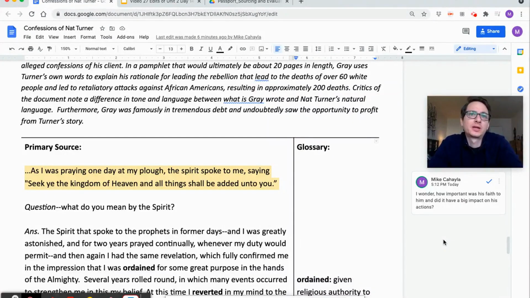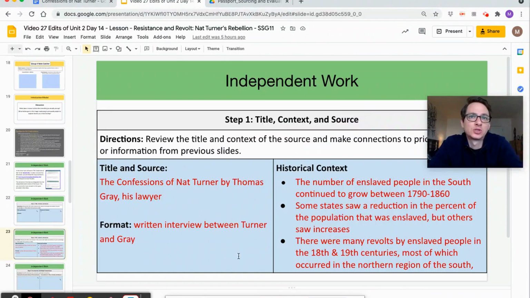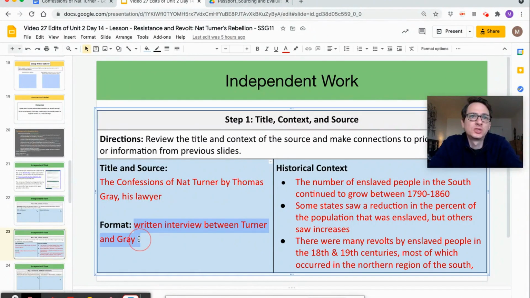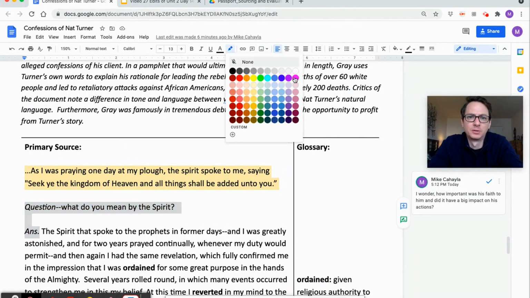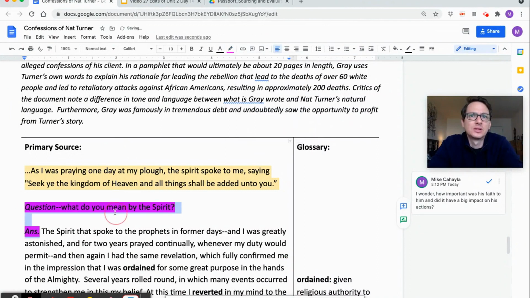I'm now going to model a connection that I made between what I'm reading and the sourcing and contextualizing work that I just did. You can see here in the format that I noted this was an interview between Turner and his lawyer. And I saw a connection to this when I noticed that this source is organized into a question and answer format. So I'm going to highlight that purple. And it appears that his answers may also be recorded by the same person asking the questions. And this may be something that I'm going to think about a little later on.